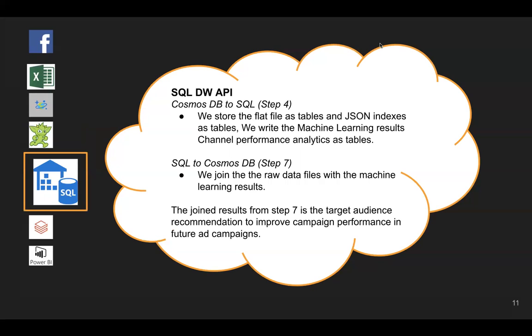The SQL component stores flat files as tables, and it stores JSON indexes as tables. We plan to store machine learning results that identify the significant features that inform us of users' social media behaviors and patterns. This will help to improve campaign performance in future ad campaigns. The input of this component are flat files and JSON indexes, while the output produces SQL tables and views.